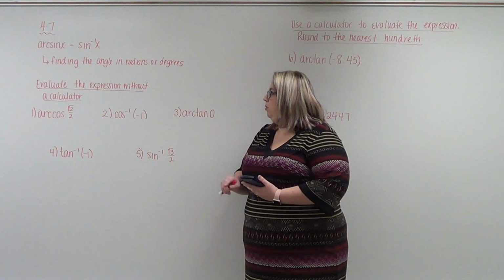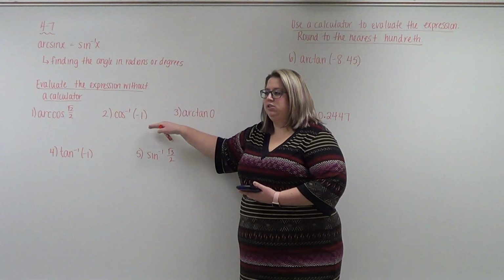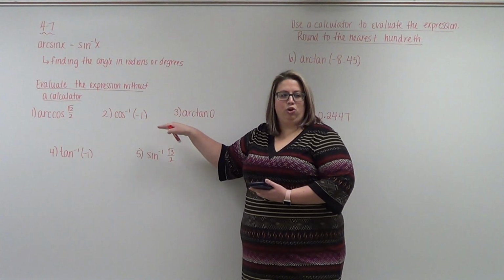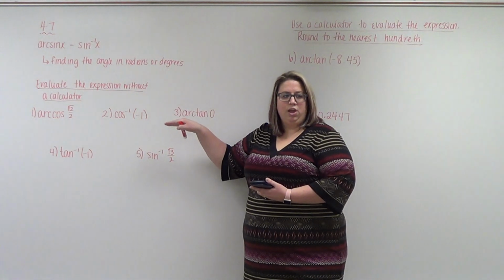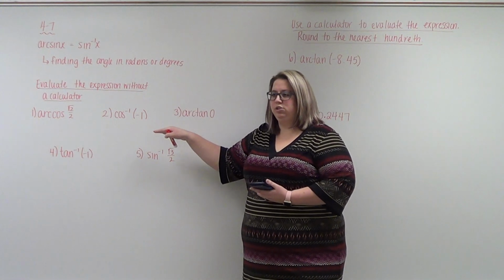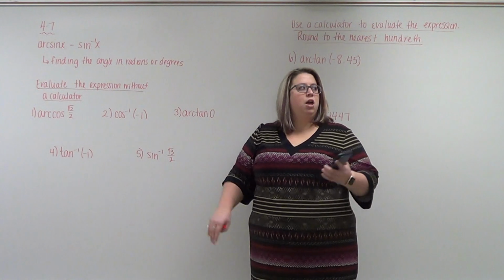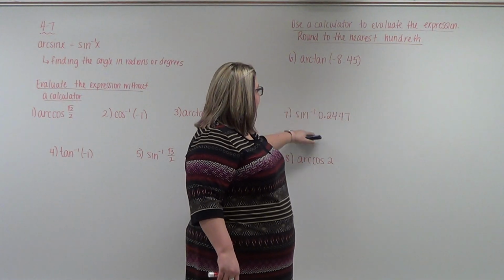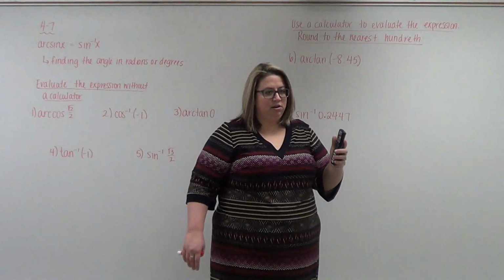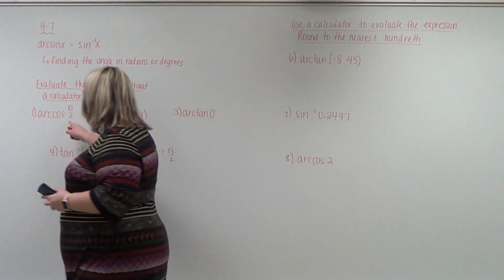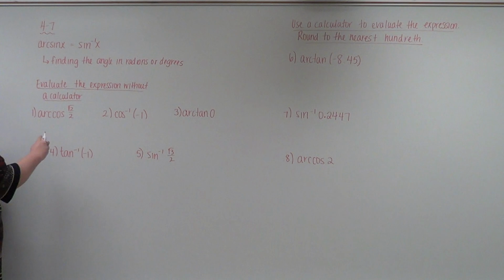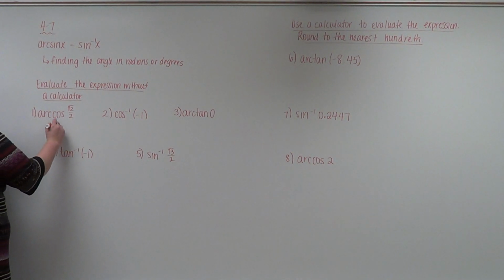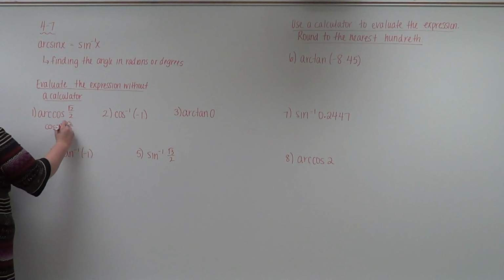Okay? So without a calculator means these are perfect ones. These ones actually occur on your unit circle. You can use a calculator if you want to, it just means these answers are perfect. With the calculator, rounding to the nearest hundredth, these are not perfect, so we are going to use our calculator. So seeing arc cosine, this is the exact same thing as if you would see cosine to the negative first of that.